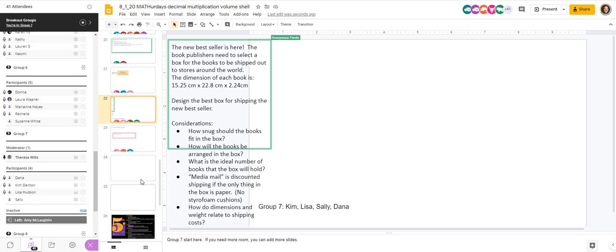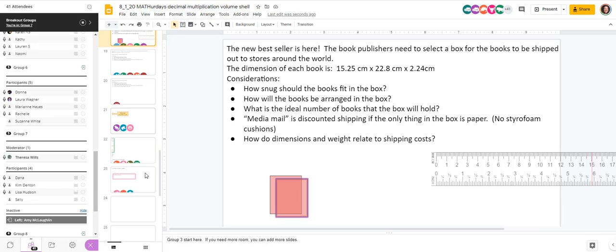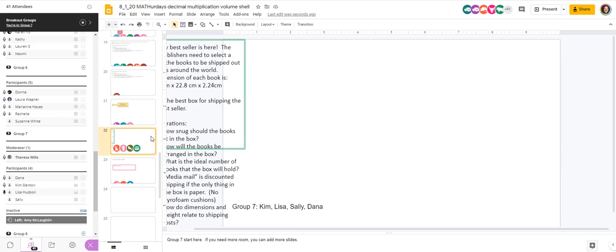Hi, Group 7. What are you all thinking about? One thing I did to start off with, I converted all the centimeters to approximate inches, because it's just easier for me to think about it like that. And why is that easier? Because that's what I use all the time. Plus, when I did the conversion, it's about 6 by 9 by about 1 inch for an approximate size for one book. So much easier than dealing with the decimals.